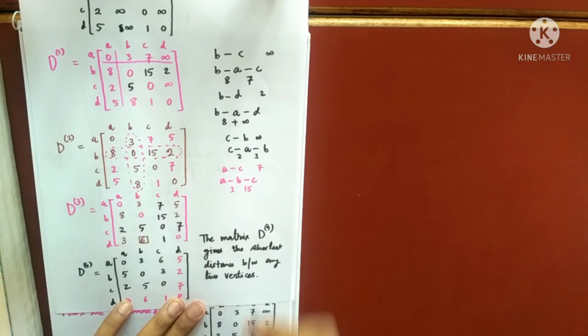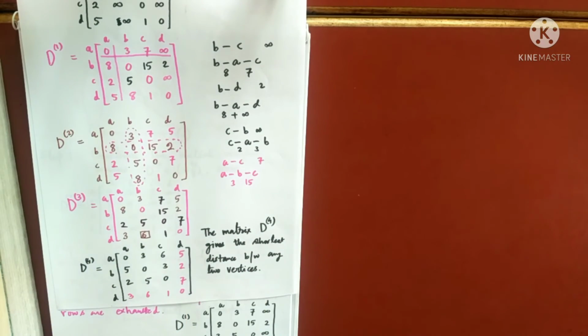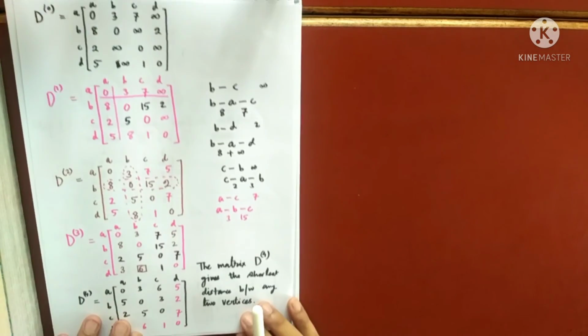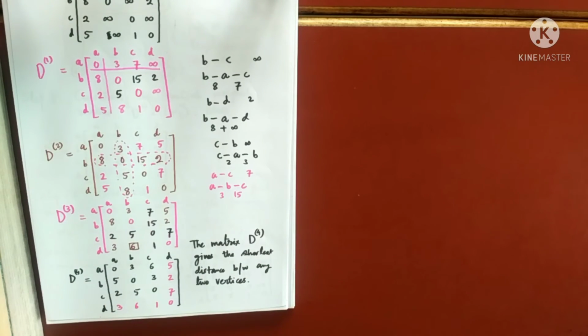So this is your final answer. You can read all the values from here. This is the matrix that gives you the shortest distance between any two pair of vertices.